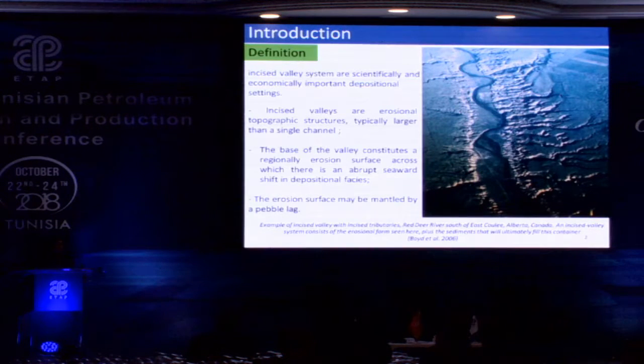So I will start with the definition of the incised valley. What is the meaning of this incised valley system? Incised valley systems are scientifically and economically important depositional settings. They are erosional topographic structures, typically larger than a single channel, and the base of the valley constitutes a regional erosion surface across which there is an abrupt seaward shift in depositional facies. The erosion surface may be mantled by a pebble lag. Here in the picture, we see an actual incised valley in Alberta, Canada.